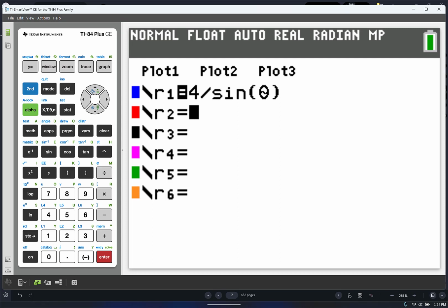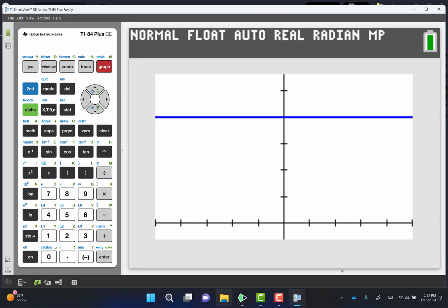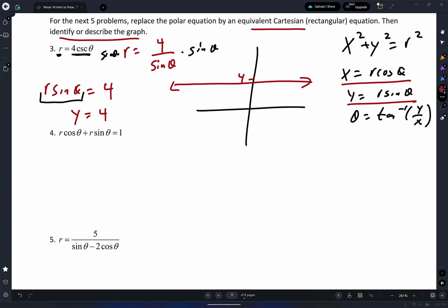And then I push graph, and there it is. See, it's this line up there. All right, so let's go to the next one.